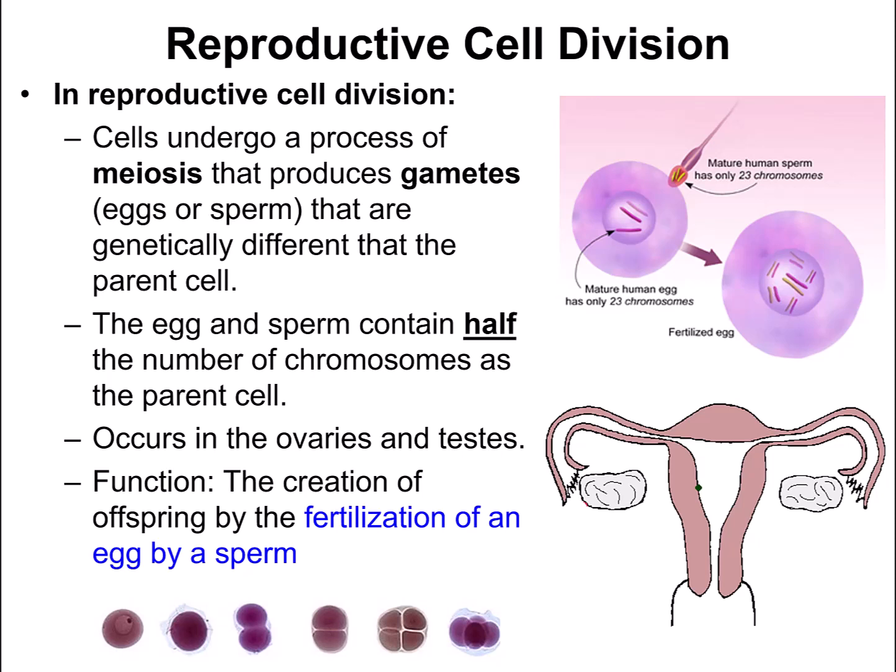They have half the number of chromosomes. Meiosis occurs in the ovaries of females and the testes of males. The function: the ovaries are going to produce eggs that have half the number of chromosomes. The testes are going to produce sperm that have half the number of chromosomes.